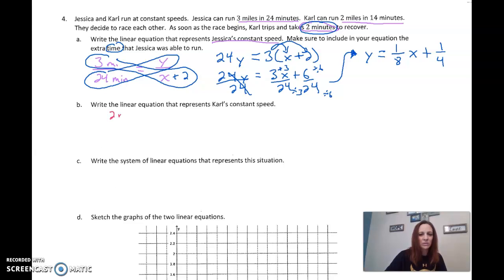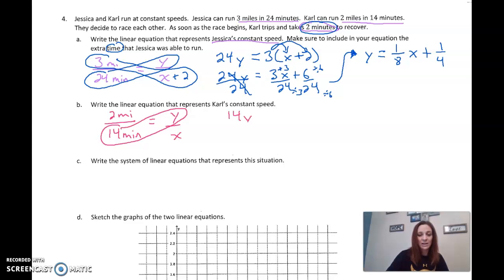He ran 2 miles in 14 minutes. Distance over time, we set that equal to y over x. Now, we don't have to subtract 2 or do anything like that because we've already accounted for the extra time. You only do it once. Don't do it to both of them, okay? We've already accounted for it. We're done. So now I can just solve this.